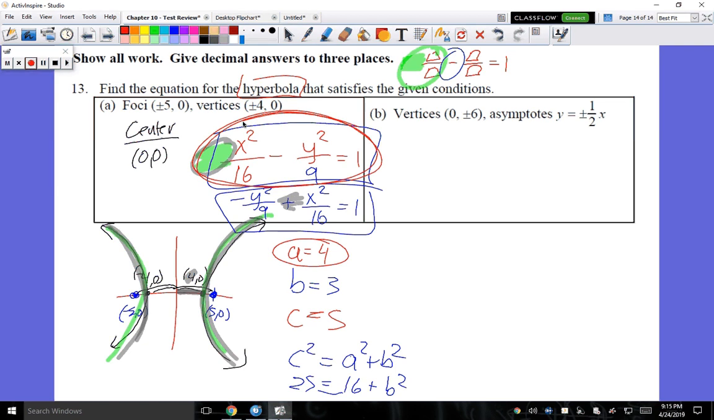Alright, last problem. So vertices. 0 plus and minus 6. So we have 0, 6 up here, and then we have 0, negative 6 down here.